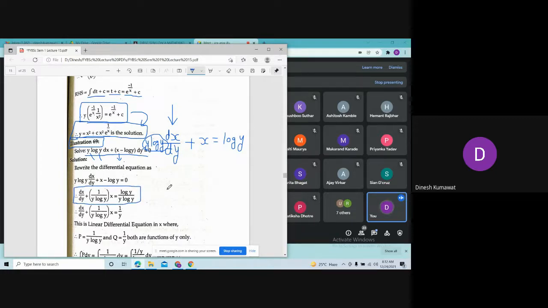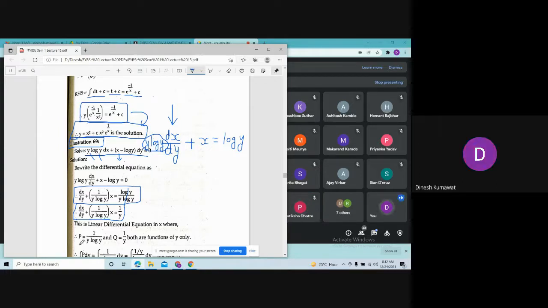Is this clear to everyone? Yes, sir. So what gets cancelled on the right hand side? Log y gets cancelled. So we are having this situation. Now compare this with standard form and tell me what is p and what is q. So p is 1 upon y into log y and q is 1 upon y.